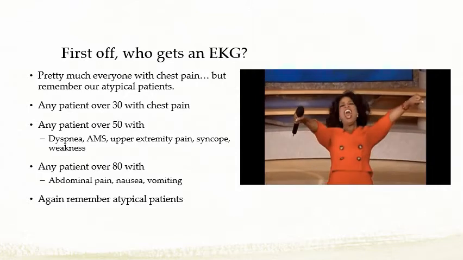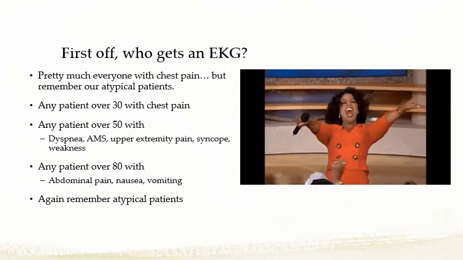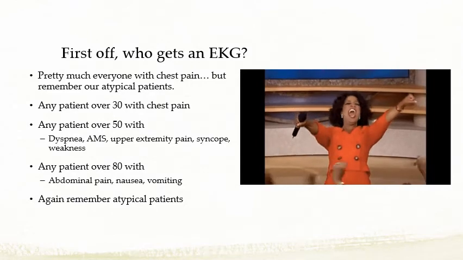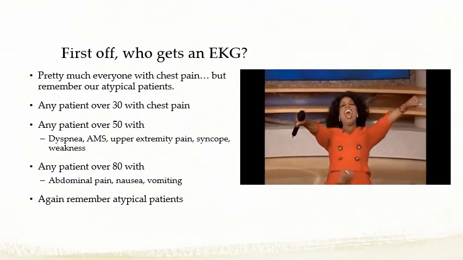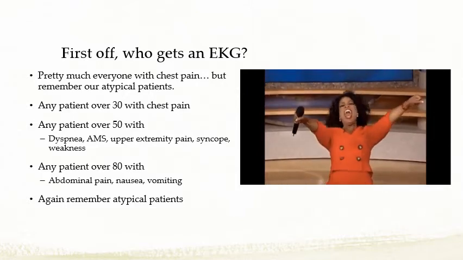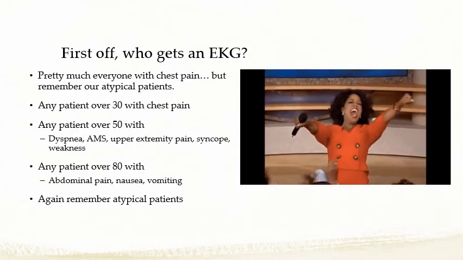an EKG. Any patients over 50, if they have dyspnea, altered mental status, upper extremity pain, syncope or weakness, they're going to get an EKG. Okay, obviously if they have chest pain, they're going to get an EKG, but even if they don't and they just have these symptoms, they're going to get an EKG. Any patient over 80 that has abdominal pain, nausea, or vomiting, they're going to get an EKG too.